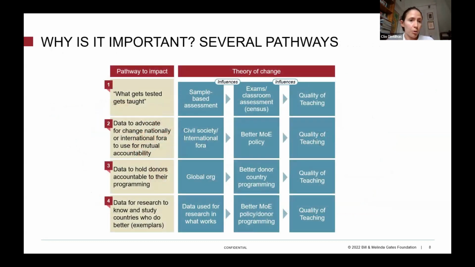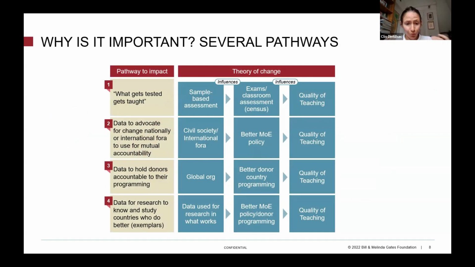So why is it important to be able to compare across countries? Briefly, it's for four reasons that may matter differently to different people. The first one is that results that are comparable across countries may become very politically salient and in turn influence what is taught. It's also important for advocacy, that's the second.